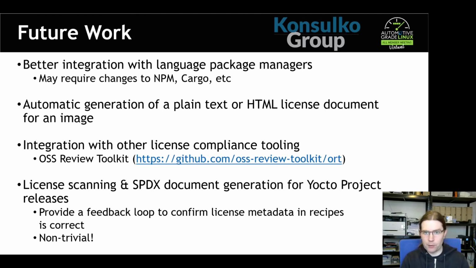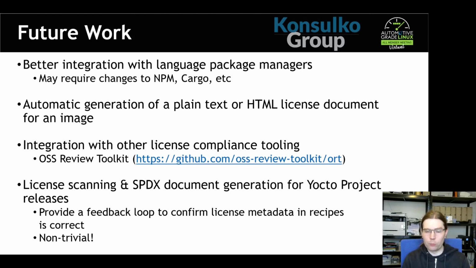I also think it'd be great to see automatic generation of a simple plain text or HTML license document for an image. That would make it just a one-step process to produce something that could go into an about dialog box in a user interface, or in the back of a bit of documentation, to capture all the relevant licenses. There are some great third-party open source projects like the OSS Review Toolkit that we could integrate better with.